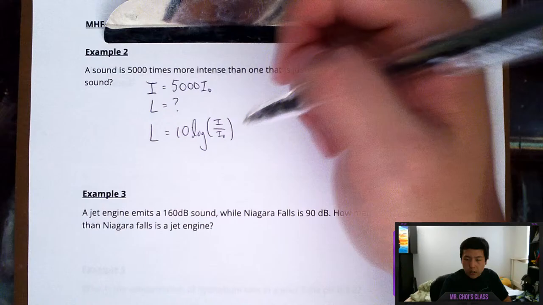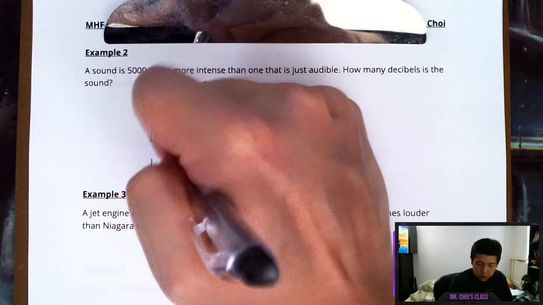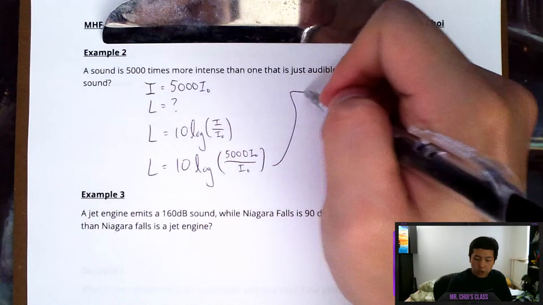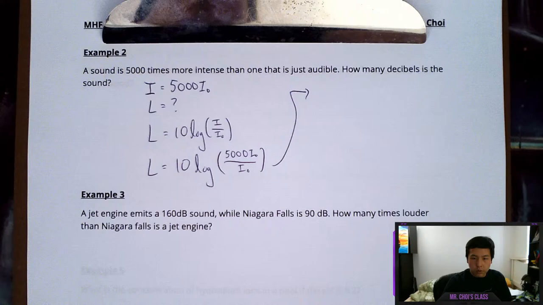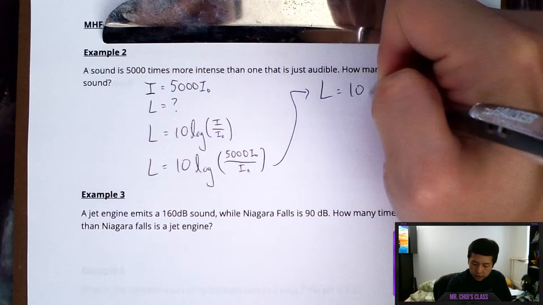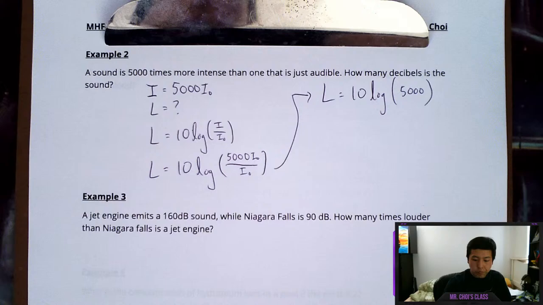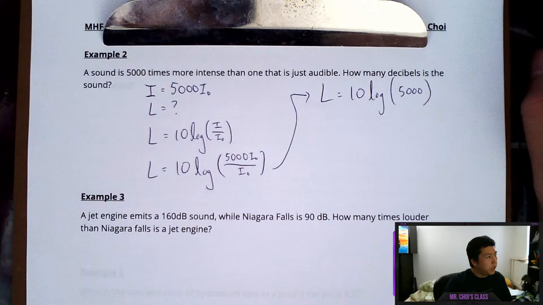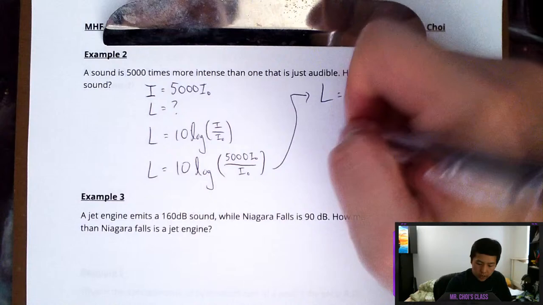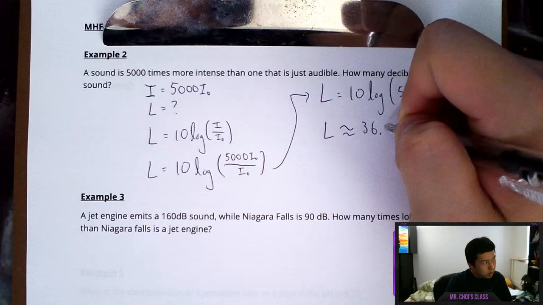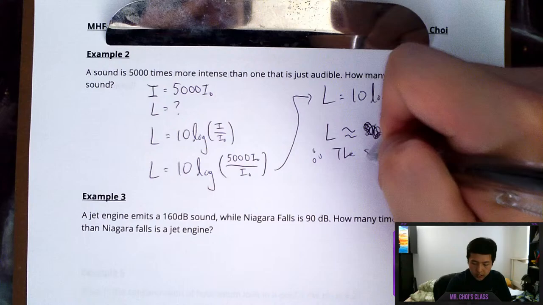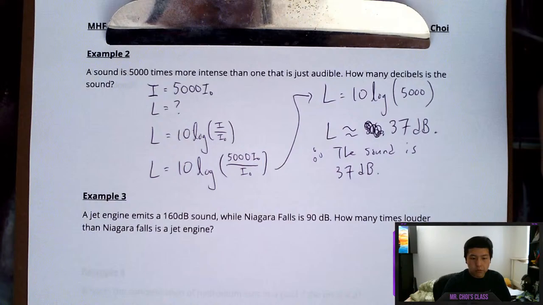Okay, there we go. Now our next step is to substitute. When we substitute our values, we can write 5,000 I naught over I naught. And now we can solve this question. You'll notice that when we plug in 5,000 I naught over I naught, the I naughts are going to cancel each other, and we're just going to get 5,000 in the bracket. And now we can solve that. Well, 10 log 5,000 is pretty simple to calculate because it's base 10. You just plug it into your calculator, and what we get is L is approximately equal to 37 decibels. And so therefore, the sound is 37 decibels. And there we are.